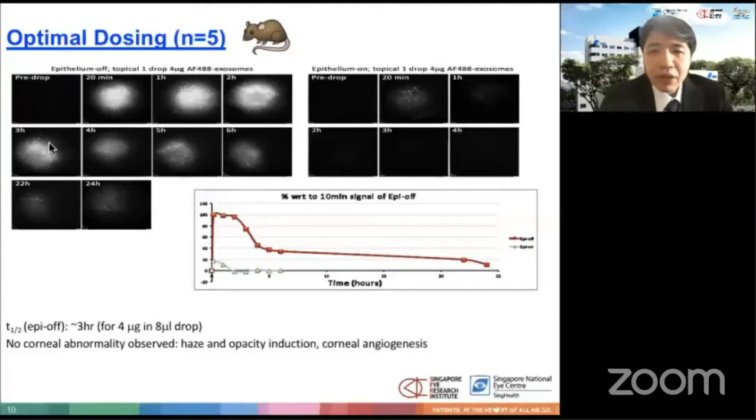Topical administration of labeled exosomes to epithelium-off models showed signals retained for 24 hours and a time-dependent clearance with a half-life of approximately 3 hours. Exosomes applied every 3 hours maintained signal over 50% peak intensity. In contrast, a rapid signal disappearance of less than an hour was observed in epithelium-on corneas.